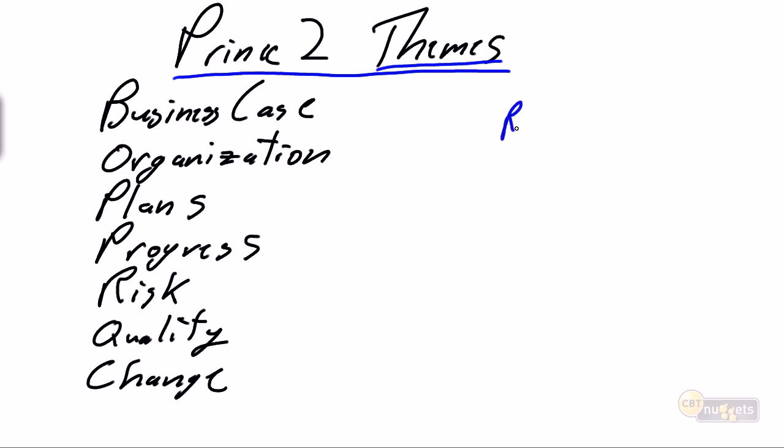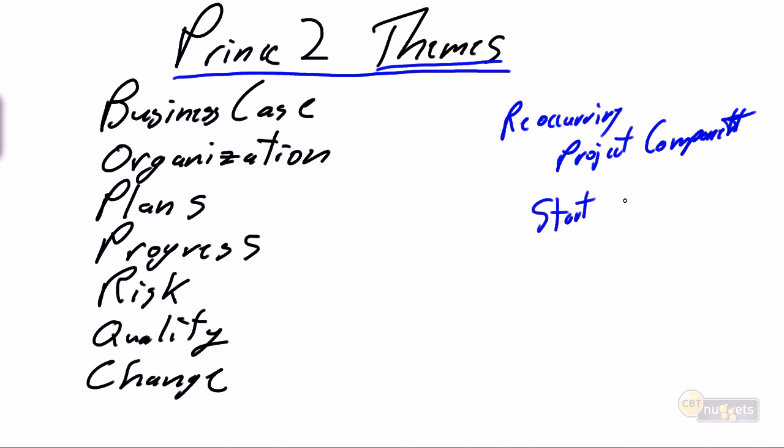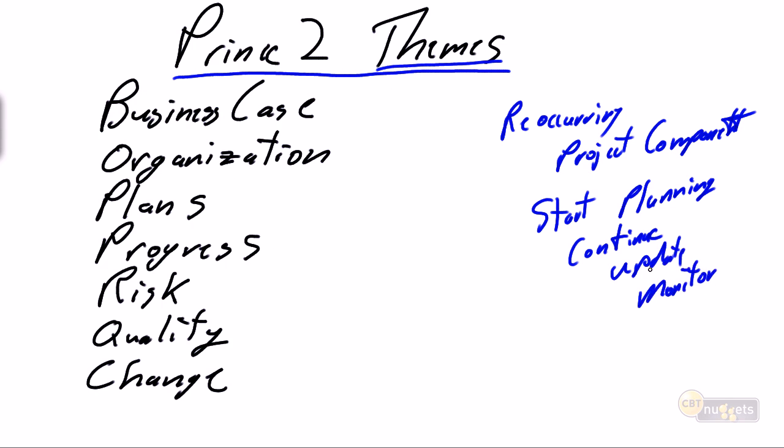Themes are reoccurring project components. We're going to start our themes in planning, and then we're going to continue. We're going to update. We're going to monitor. And we're going to work on these themes throughout the life cycle. So what are these themes?